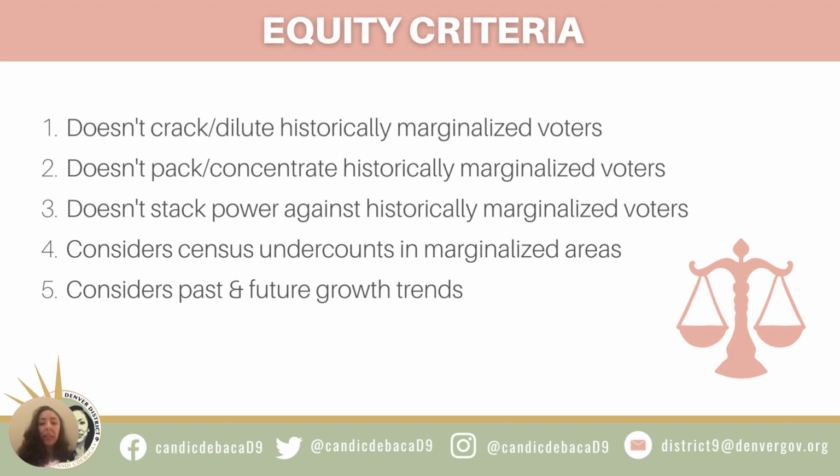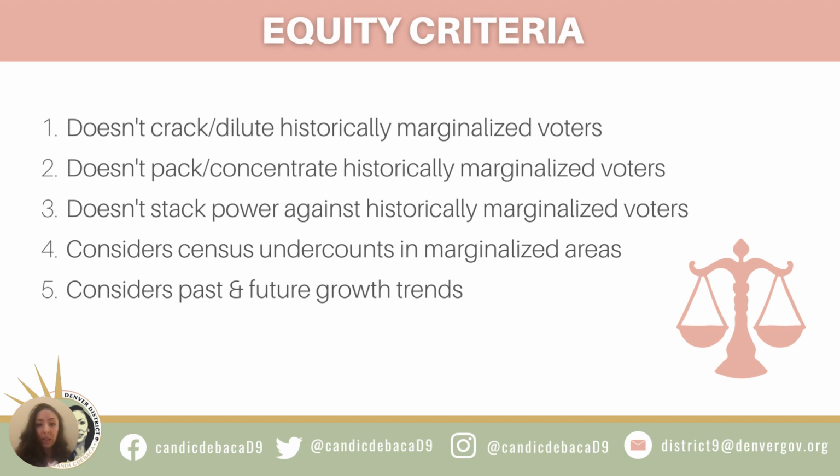when you understand and research gerrymandering, the way that gerrymandering happens is through cracking, packing, or stacking. Cracking is diluting historically marginalized voters. Packing is concentrating historically marginalized voters. And stacking is when you put minority voters with a larger set of active voters that are white voters who will overpower the vote of the historically marginalized group. That's the easiest way for me to explain it. So my equity criteria tries to make sure that we don't crack, pack, or stack historically marginalized voters.